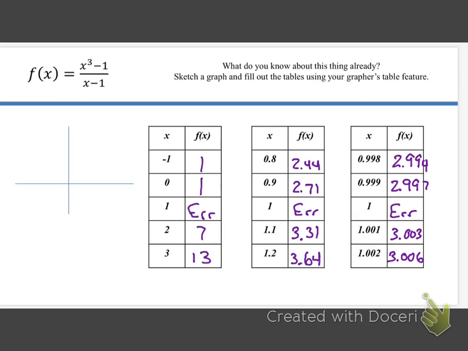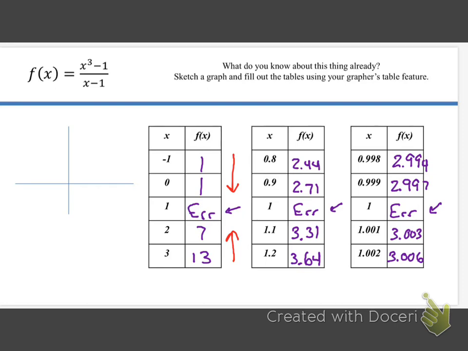Now you can see from the tables that I've filled out here, of course, when x equals 1, we have an error on all three tables, which we know from the denominator of that function. But what we are going to consider is, what does it seem like should be at this spot where we have an error when x equals 1 in all these tables? So if we take a look at the first one and look in both directions, what does it seem like should be there?